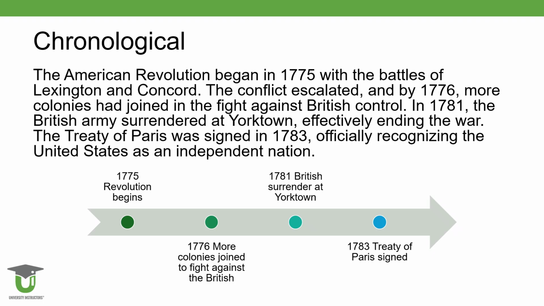Here is a text with a chronological structure. The American Revolution began in 1775 with the battles of Lexington and Concord. The conflict escalated, and by 1776, more colonies joined in the fight against British control. In 1781, the British Army surrendered at Yorktown, effectively ending the war. The Treaty of Paris was signed in 1783, officially recognizing the United States as an independent nation.